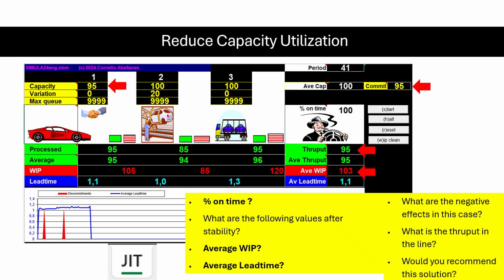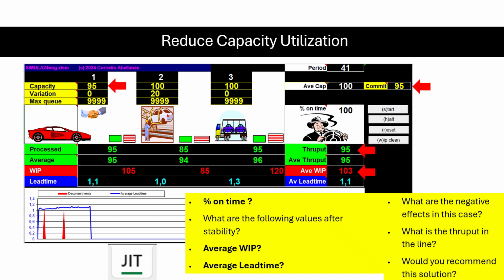Set up. Halt simulation. Reset. Clear WIP. Set step 1 capacity to 95. Set step 2 variation to 20. Set commit to 95. Start simulation.